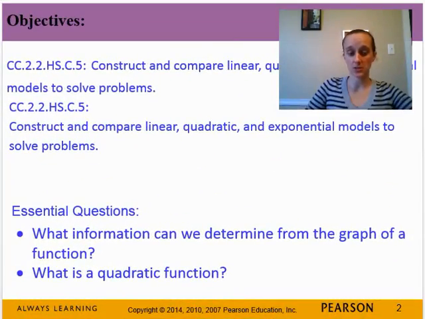Our essential questions for today are: what information can we determine from a graph of a function, and what is a quadratic function? We're still answering those questions from last time.